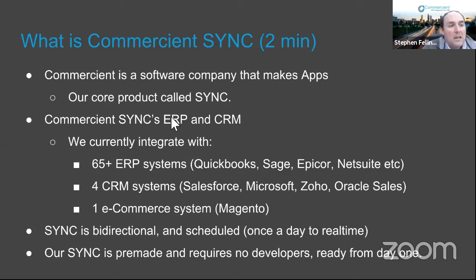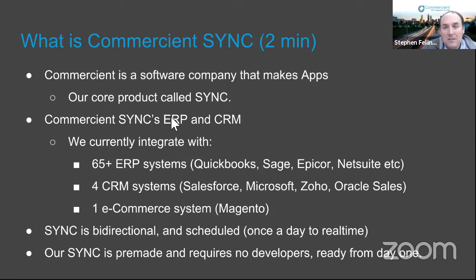All right, great. So Commercient is a software company that makes applications. Our core product is called our Sync application. What our Sync does is it takes ERP historical data and we can bring it over to CRM. Today we'll be talking about QuickBooks to Salesforce integration, but just keep in mind we do over 65 different ERP versions. So we work with not only QuickBooks, but all the different Sages, Epicors, NetSuite, SysPros, etc.